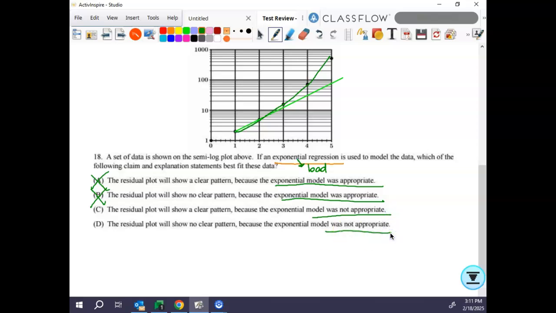Then we got to remember what's happening with residuals. Remember, if the residual plot is random and I have no clear pattern, that means life is great. If I have a residual plot and I see some sort of pattern, which we don't see the residual plot, it's asking what would it look like. If it's bad, then we see some kind of pattern. So it says residual plot will show a clear pattern because it is not appropriate. That's how they work. The answer is C.